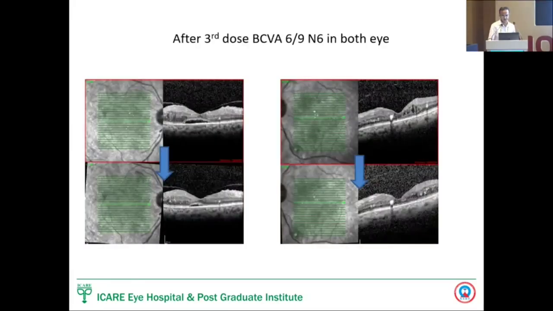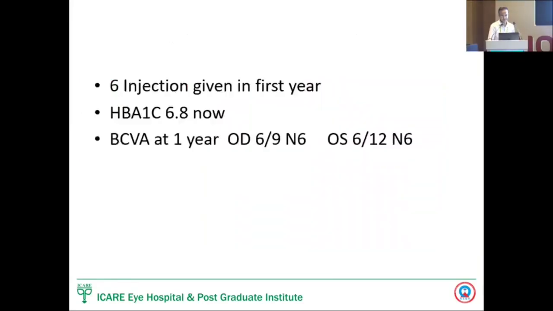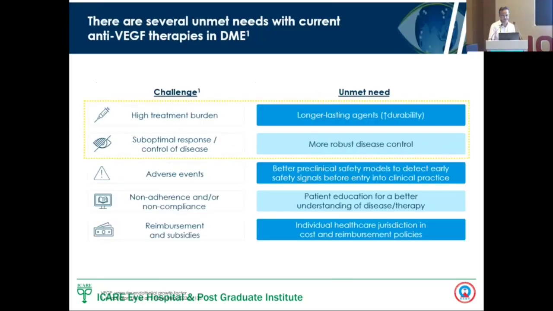So after 3 loading doses, patient was doing quite well. And in the first year, patient took almost 6 injections. HbA1c is quite well controlled now, and the BCVA at 1 year is 6/9 and N6 in right eye, and 6/12 and N6 in left eye.